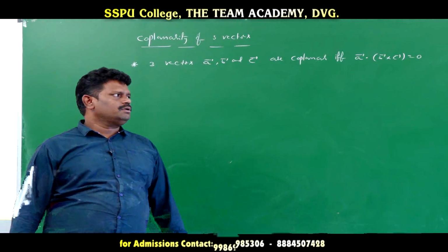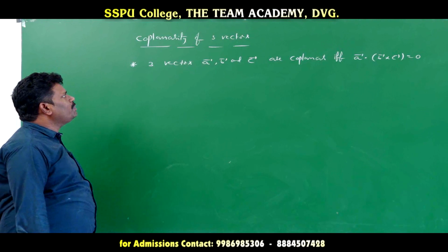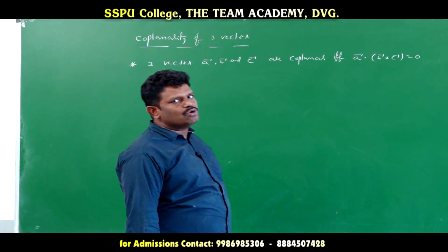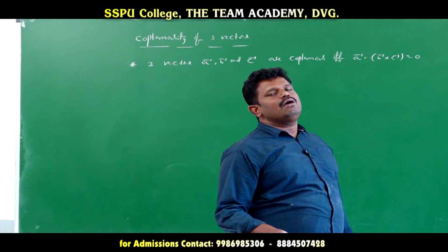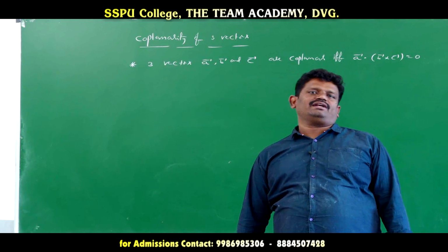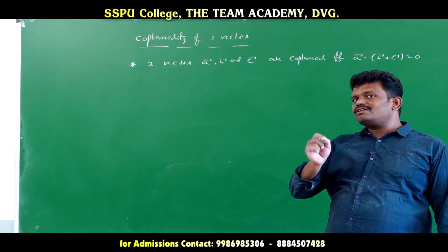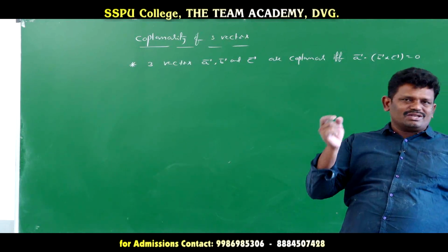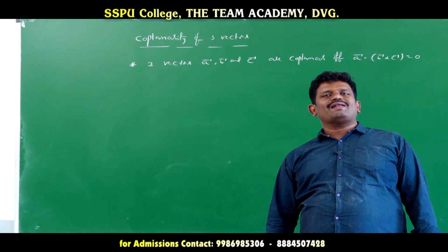Similarly, the last concept in scalar triple product is coplanarity of three vectors. Coplanar vectors mean what? Two or more vectors lie in the same plane or are parallel to the same plane. At that time, the vectors are said to be coplanar vectors.